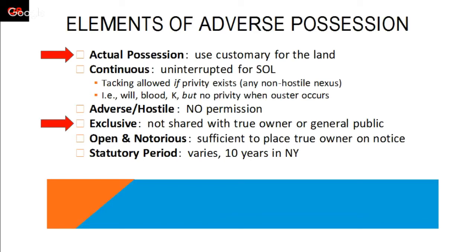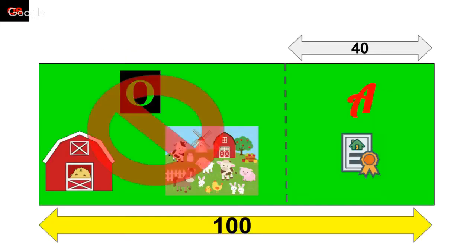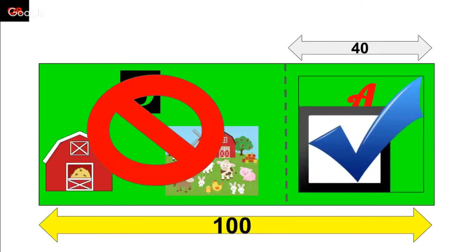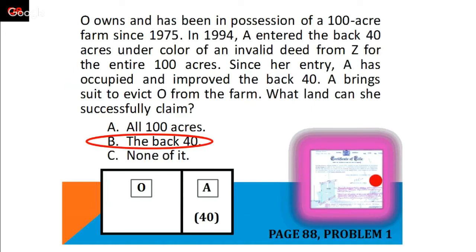Well, now we're talking about actual possession and exclusive possession. So, O is actually on the property. It's not being adversely possessed. O lives there. So A can take the property that she actually possesses because she's adversely possessing against O, which is the back 40. But the property that O's actually on, she's not able to take through adverse possession. He's in possession of it. She is not. So the answer to the question should be D, the back 40.